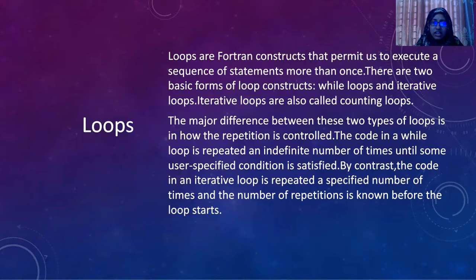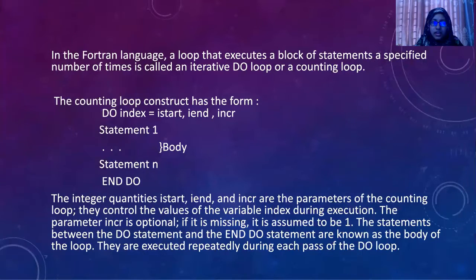The code in a while loop is repeated an indefinite number of times until some user-specified condition is satisfied. By contrast, the code in an iterative loop is repeated a specified number of times, and the number of repetitions is known before the loop starts. In the Fortran language, a loop that executes a block of statements a specified number of times is called an iterative loop or a counting loop.